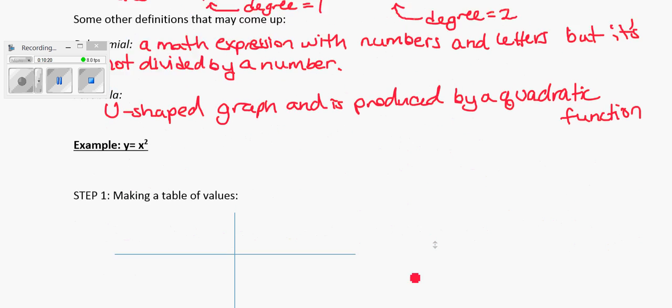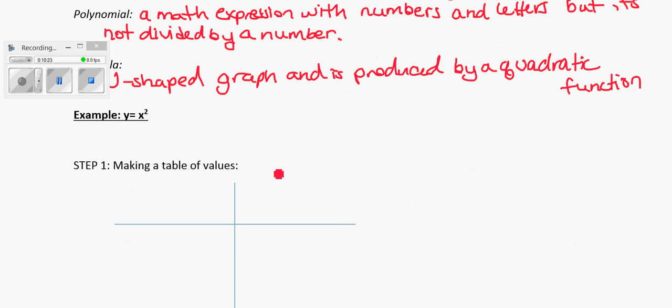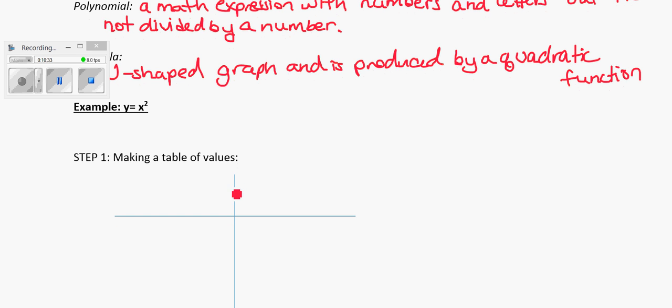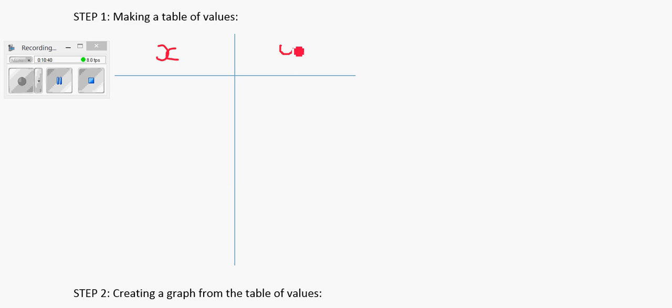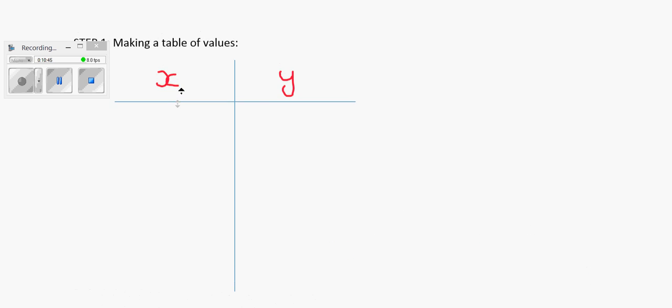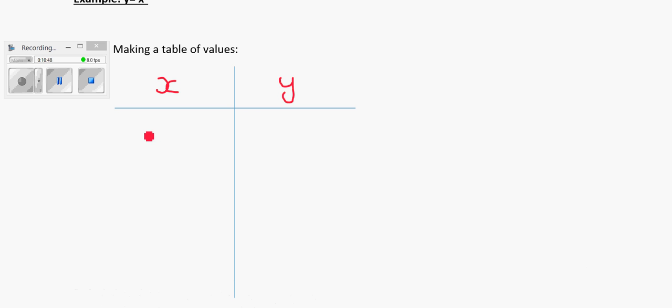So we're going to go ahead and move on to the first example here, which is the most basic of quadratic functions, and that's y equals x squared. Now when we're asked to graph quadratic functions, the first thing we do is make a table of values. And in this table of values, one column is going to be for x and one for y. So these are going to represent our coordinates of the points. And I always start out with x being -2, -1, 0, 1, and 2.